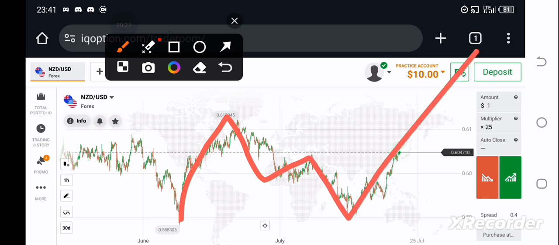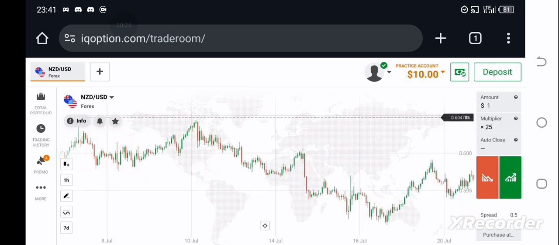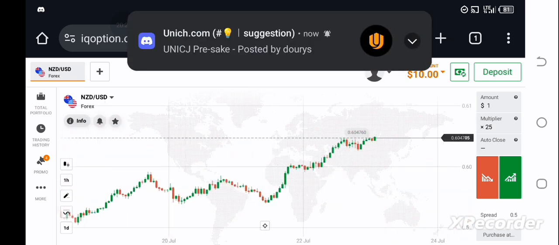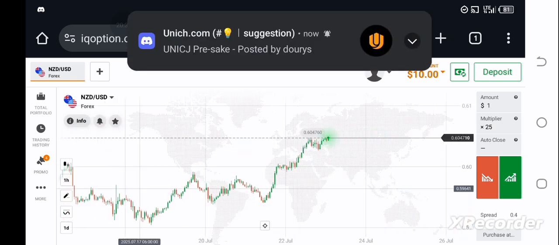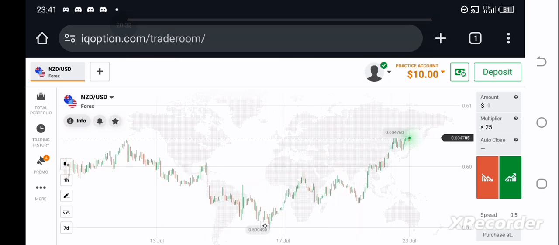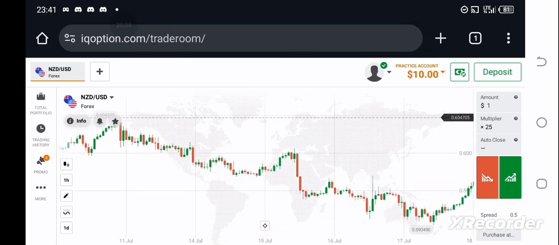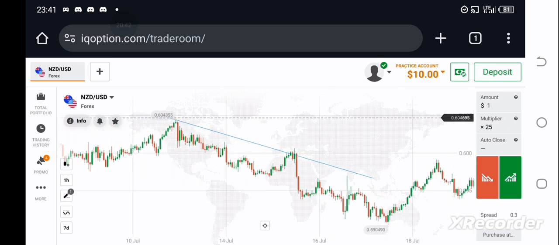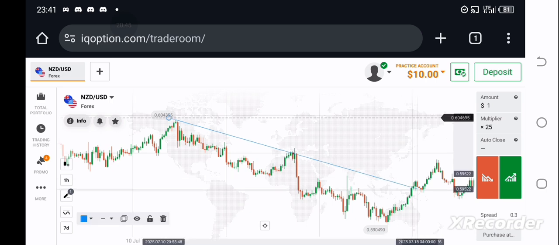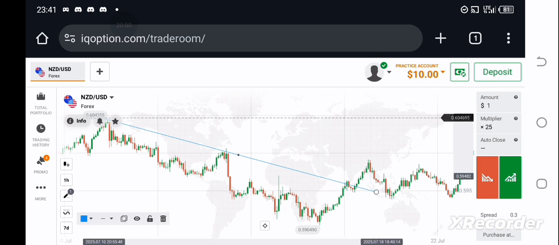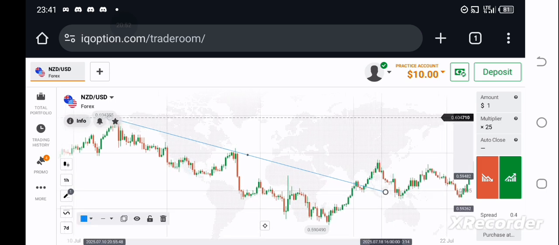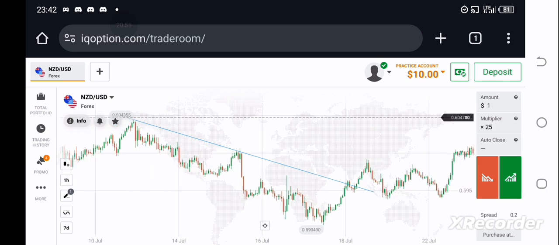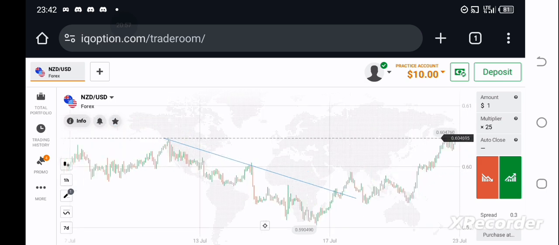After zooming out, you now zoom in, then plot your levels properly. Go to the technical analysis tool section. Make sure you connect two areas on the chart like this. You can see, I know that this is a resistance level. So you can see the level of resistance.